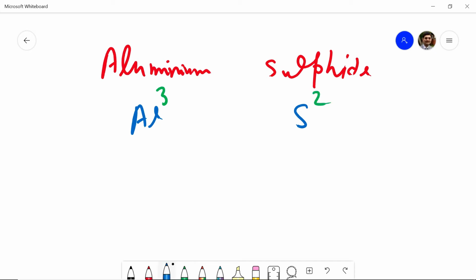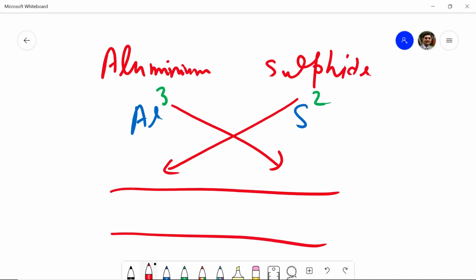And then next step is to crisscross. So this will be crisscrossed, and then we'll see aluminium how much? 2, and sulfide is how much? 3. So like that it is the formula of aluminium sulfide.